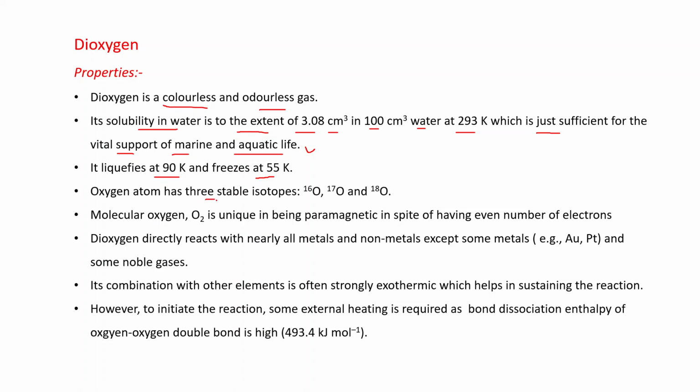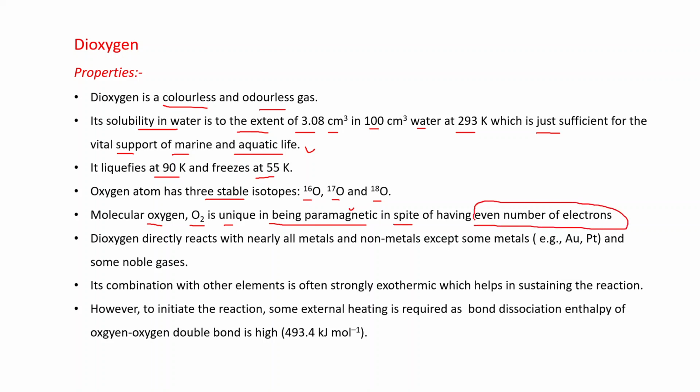Oxygen atom has three stable isotopes: oxygen-16, oxygen-17, oxygen-18. Molecular oxygen, meaning O2, or dioxygen, is unique in being paramagnetic. Paramagnetic means weakly attracted by an external magnetic field, in spite of having an even number of electrons.